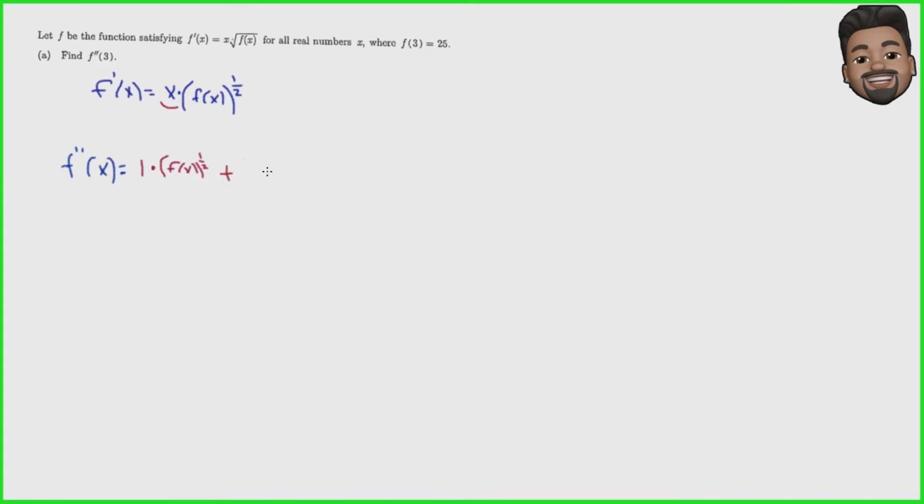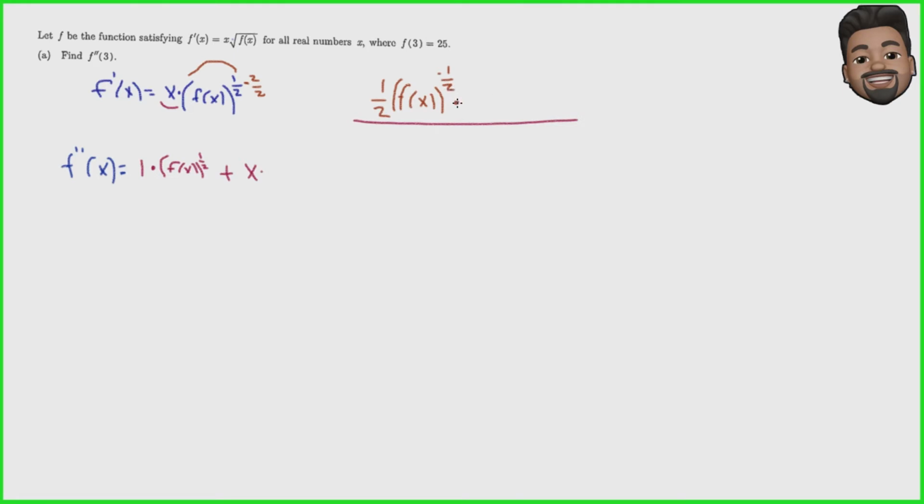Plus, leave the first alone, so x times, now we have to take the derivative of the second. Just so that you can see it in this corner, I'm going to do it right here, and then we'll put it down here. We're going to bring the 1/2 down like we normally would. So this is going to be 1/2 f of x, let me put a set of parentheses, to the power of what? Well, we need to subtract 1 because we're taking the derivative. So 2 over 2, so that we can get common denominators, right? 1 minus 2 is -1. So this is -1 over 2.